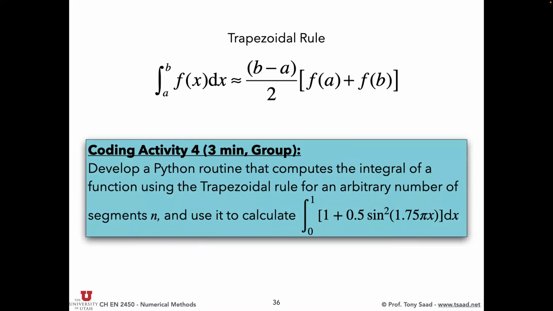You'd have also some gaps for you for the trapezoidal rule for discrete data. Okay, this is the formula, b minus a over 2 times f of a plus f of b, okay?